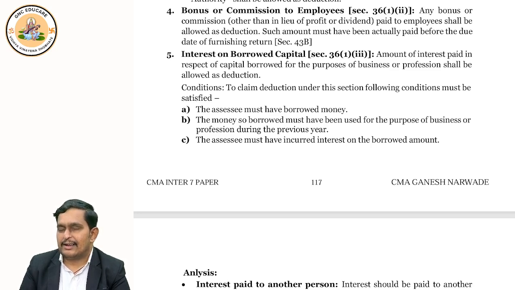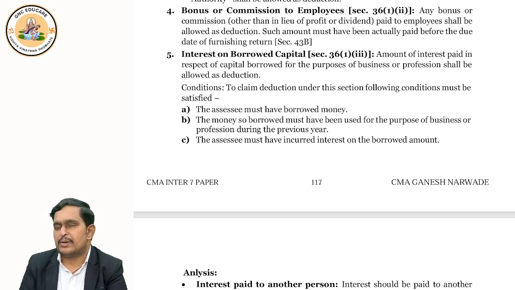Come on, concentrate and try to understand what I am saying. We are talking about interest on loan. Now, interest on loan, what are the conditions? First condition is the loan must be taken. So if you are a businessman, you should take the loan. For what? Business purpose.